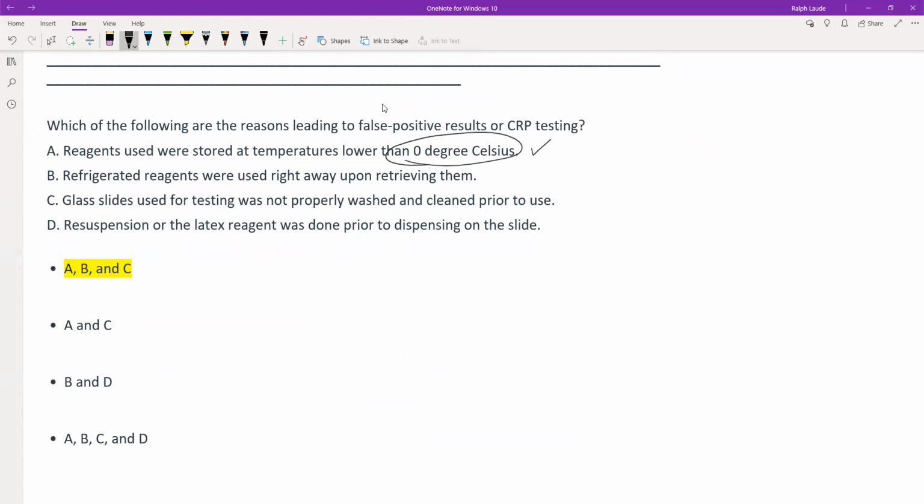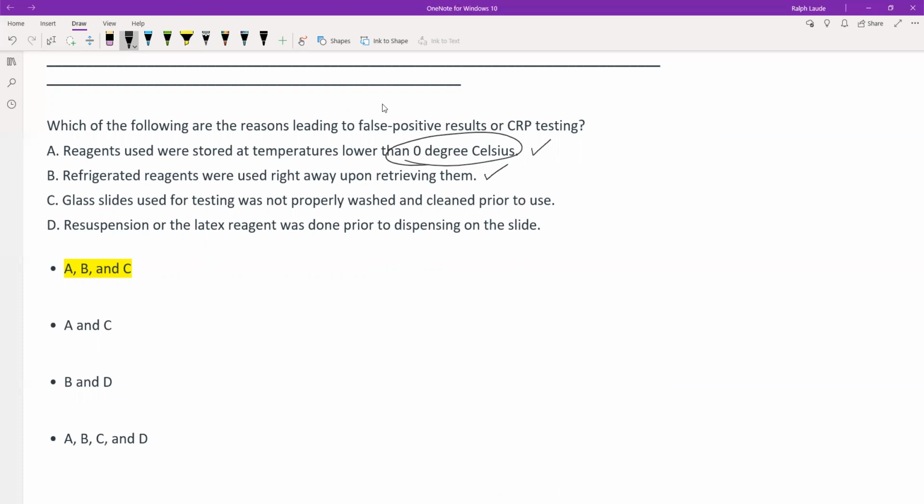Refrigerated reagents were used right away upon retrieving them. So meaning not allowing them to be thawed at room temperature. So it could lead to false positive. Kasi nga, once your latex agglutination reagent is going to be refrigerated, it could lead to sedimentation. So if hindi mo siya ito at room temperature, the sedimentation will not be removed. So therefore, it could lead to false agglutination reactions.